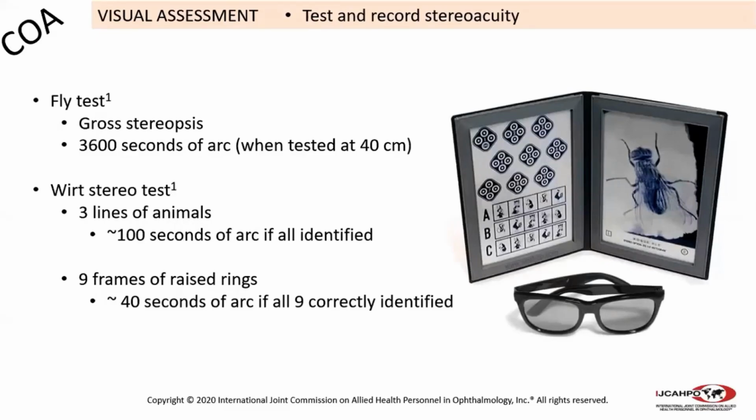Continuing with test and record stereoacuity. Let's take a look at the fly test. This tests gross stereopsis, or 3,600 seconds of arc, when tested at a 40 centimeter distance. The word stereo test are the three lines of animals, suggesting around 100 seconds of arc if all are identified. The 9 frames of raised rings indicate the patient can see around 40 seconds of arc if all 9 rings are correctly identified.